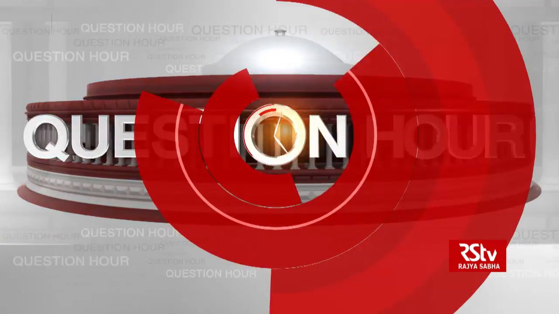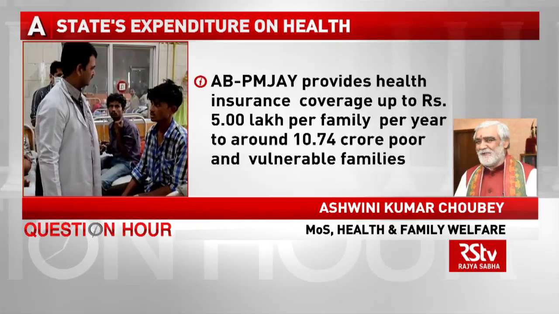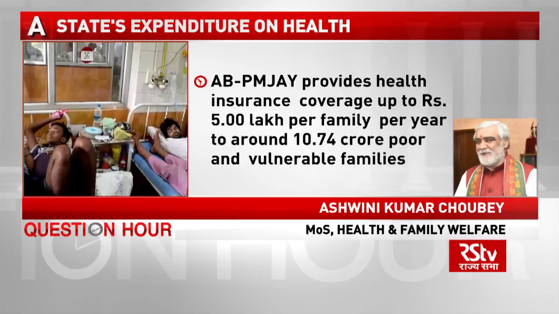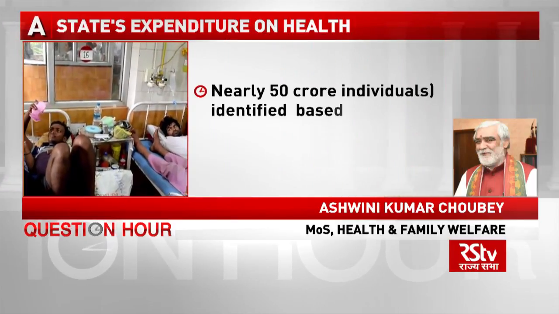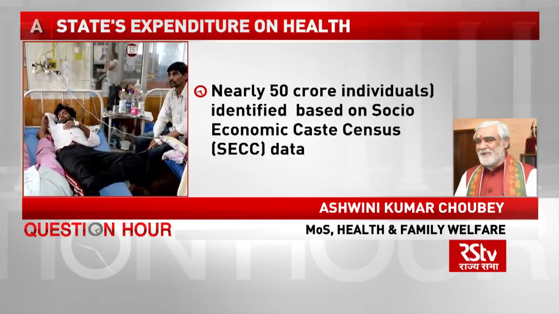Ayushman Bharat Pradhan Mantri Jan Arogya Yojana provides health insurance cover of up to 5 lakh per family per year to around 10.74 crore poor and vulnerable families, nearly 50 crore individuals, identified based on the Socio-Economic Caste Census data.